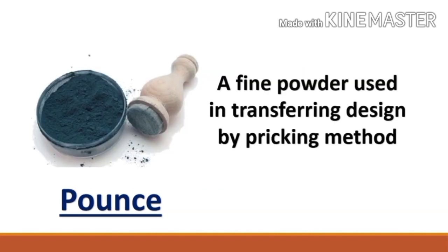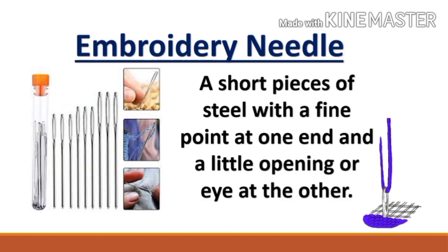Pounce. It is a fine powder used in transferring design by pricking method. In our next lesson, we will further discuss the different methods in transferring design. Next, embroidery needle. A short piece of steel with a fine point at one end and a little opening or eye at the other end.